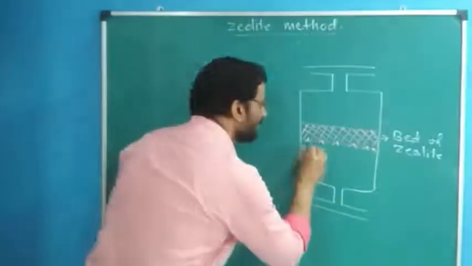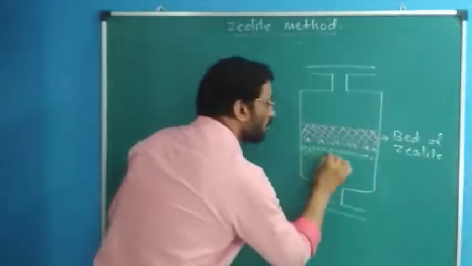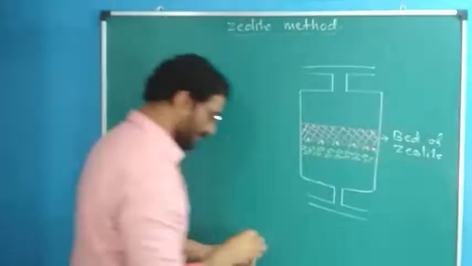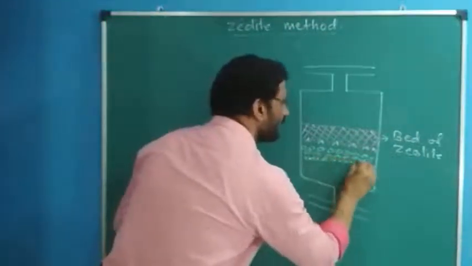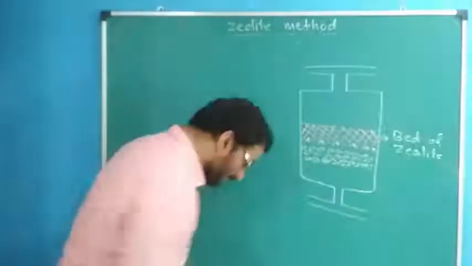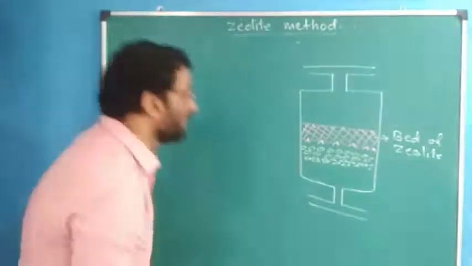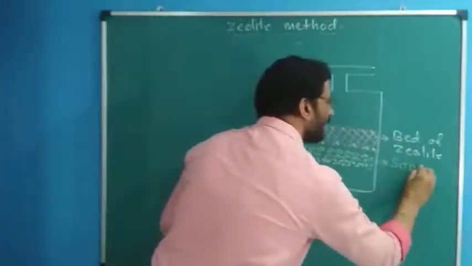Apart from that, there may be some sand filters or gravel layers. You show 1 or 2 layers, maybe like this. These are the sand filters, to trap the solid fine impurities. This is the sand filter, so I will label it.